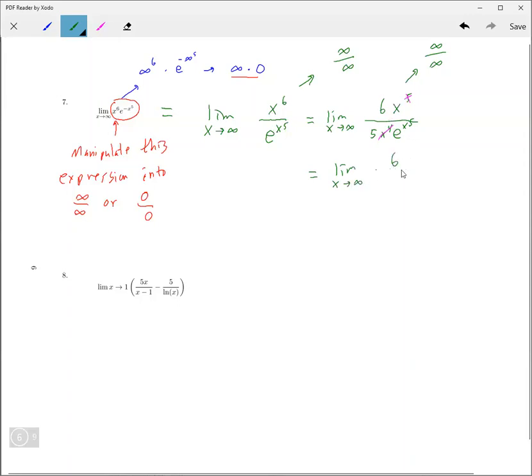Okay, the derivative of the numerator is going to be 6. The derivative of the denominator is going to be e to the x to the fifth times another 5x to the fourth comes out. So that's going to be 25x to the fourth right there. And this one, when you look at it, it's 6 over 25 times infinity to the fourth, and then e to the infinity to the fifth. Okay, that's just basically 6 over infinity, which is going to be 0. So the limit there is going to be 0.